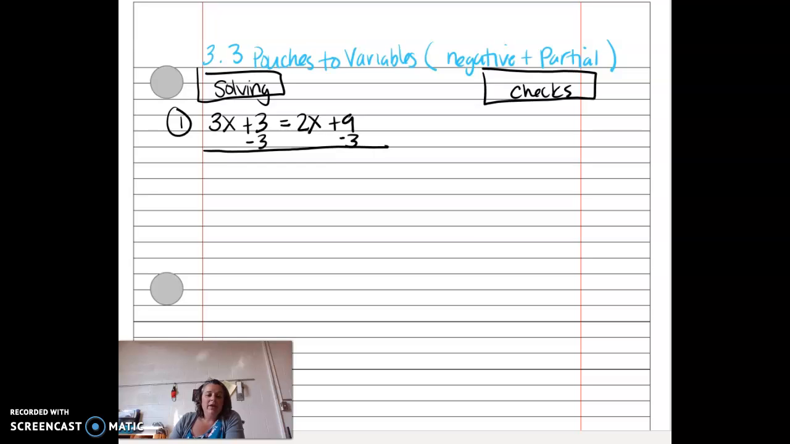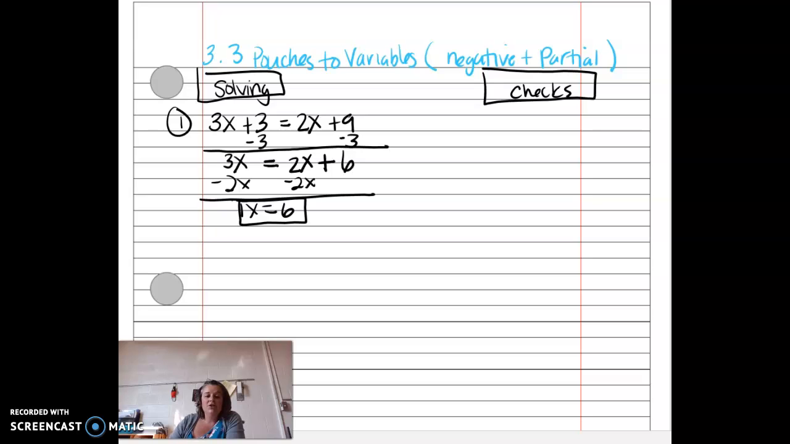This leaves behind on the left side 3 bags equals 2 bags, and well, I had 9, took away 3, so 6. And I do have bags on both sides. If I take away the 3 bags, I'm left with nothing over here, which is not what I want. So I'm going to take away my 2 bags from both sides. This leaves me with 1 bag is equal to 6 coins, which I wanted to get down to 1 bag anyway, so I'm good to go there.